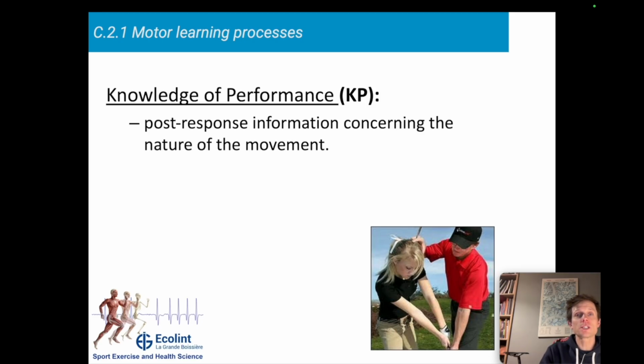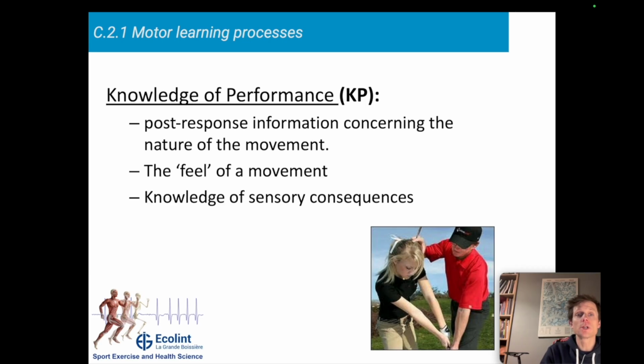Knowledge of performance, this is where we get information regarding the quality of the movement, the nature of the movement, how well executed the skill was. We get an idea of the feel of the movement and knowledge of the sensory consequences. So did it feel good when we executed the skill? We can receive this concurrently or terminally at the end of the movement. We can also receive this information from internal or external sources.